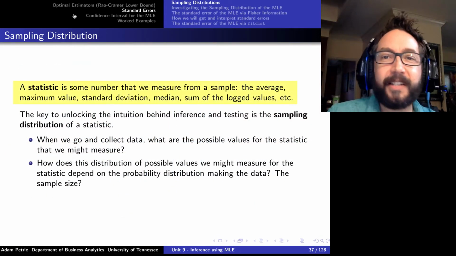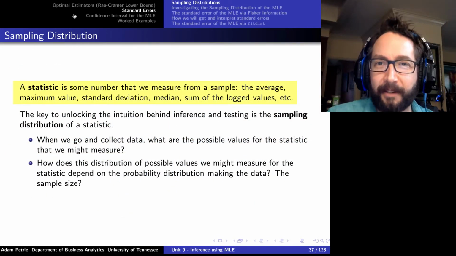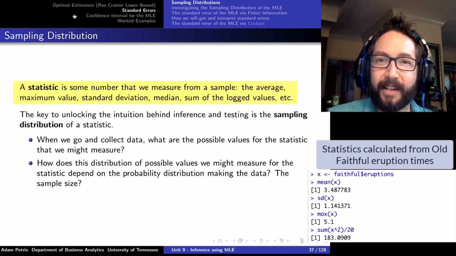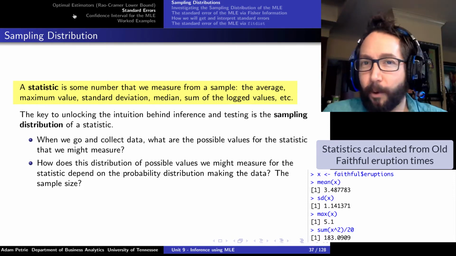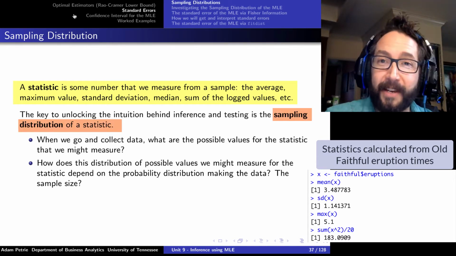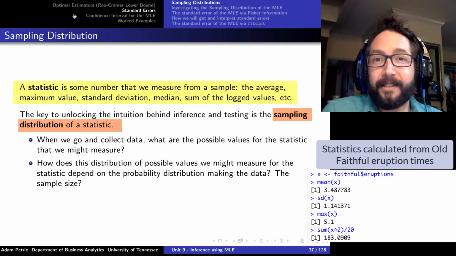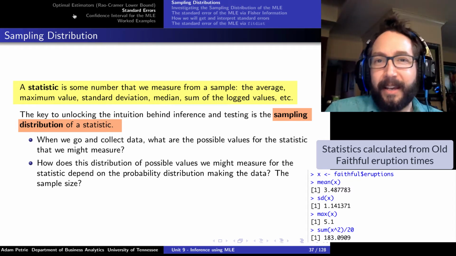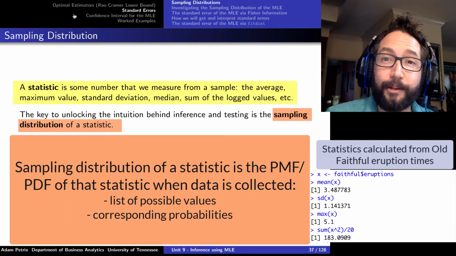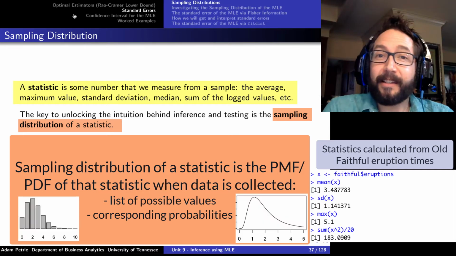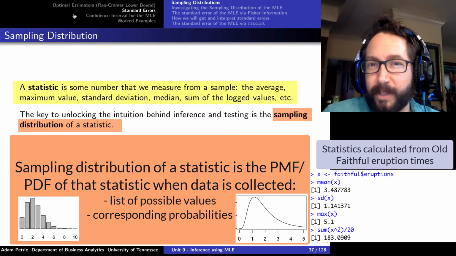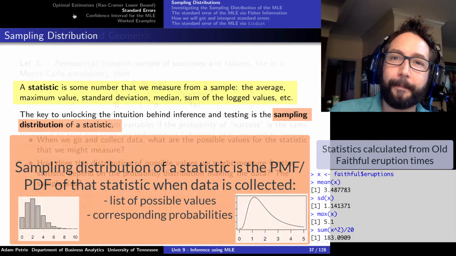So, quick review: a statistic is just some number that we calculate from a set of data values. The sample average, x bar, is a statistic. The sample standard deviation, s, is a statistic as well. The whole theory of estimation and inference is built on the idea of the sampling distribution of a statistic. When we collect data, the statistic that we're measuring, like x bar or s, is going to vary depending on what set of data values we happen to collect. So what is the probability distribution of that statistic? What is the list of possible values of that statistic that I might observe, and what are the corresponding probabilities? What does the shape of that probability distribution look like?